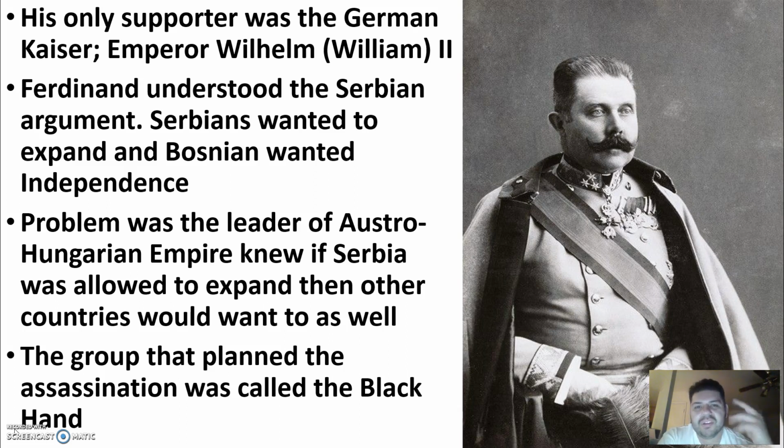Okay. Now Ferdinand understood the Serbian argument, right? He understood that the Serbians wanted to expand and that the Bosnians wanted to have their own independence. He got that. He would be considered like a moderate nowadays. He is somewhere in the middle and he looks at the issue. He doesn't see it from one side or another. He sees it, okay, here's a problem. Let's look at the whole thing and see if we can come to a compromise.